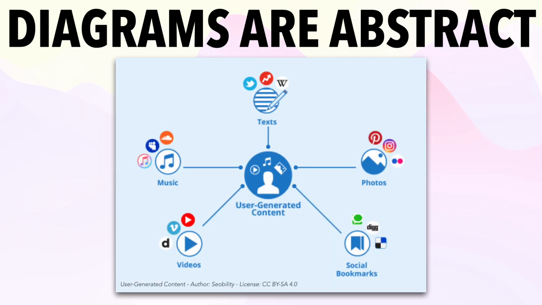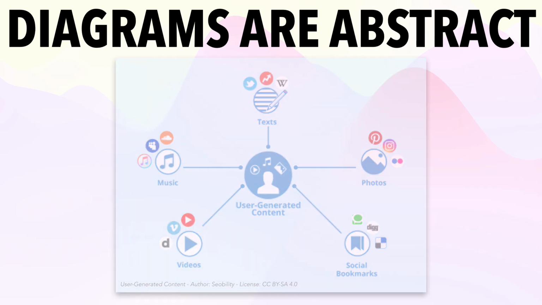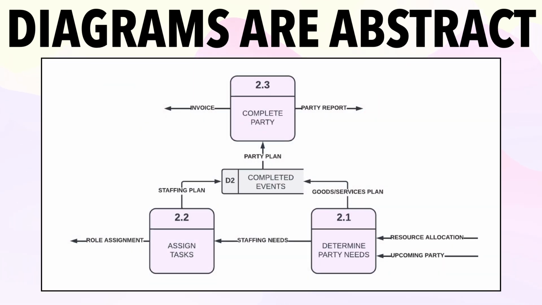Diagrams, in fact, are by their very nature abstractions, representations of stuff. And being that they are abstract, they leave out a lot of the particular details and capture some particular qualities, such as this data flow diagram. But more on that in a moment.